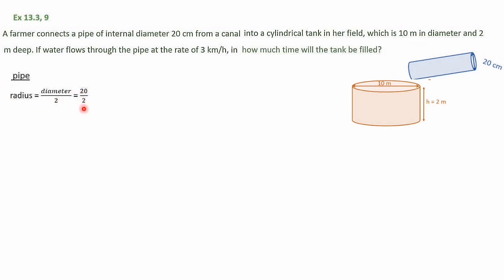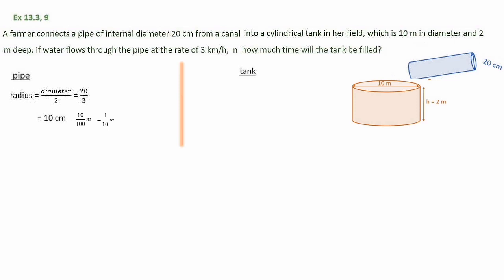Radius is 20 by 2, that is 20 centimeter by 2, that is 10 centimeter we will get. As I said before, here the unit we have to change. This is in centimeter, the other units are in meter. So we have to change this centimeter to meter. Centimeter is a smaller unit, meter is a bigger unit. So we have to divide with 100. So centimeter to meter conversion is divided by 100. So 10 by 100 meter. Here 1 0 we can cancel and we can write the remaining as fraction 1 by 10 meter.